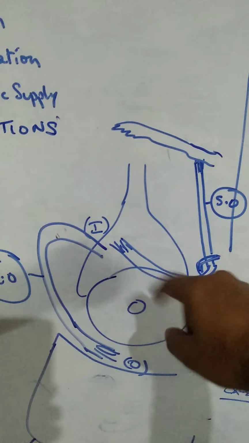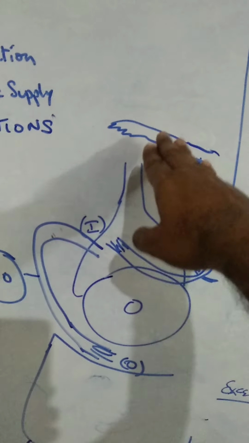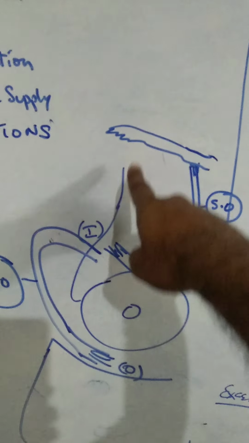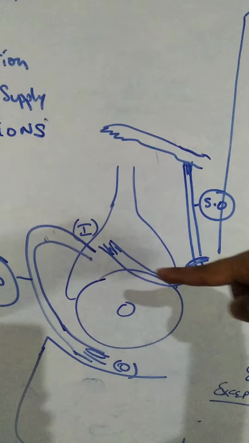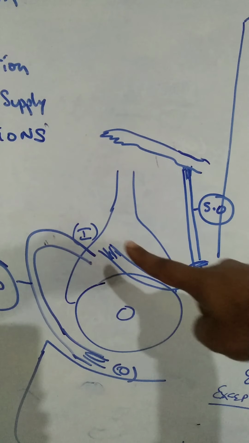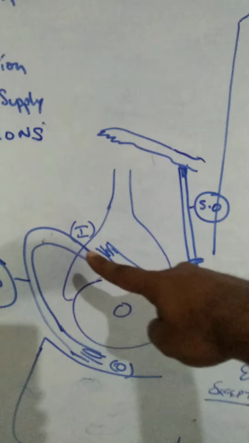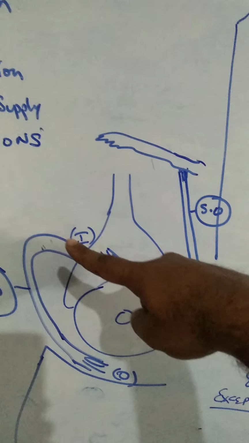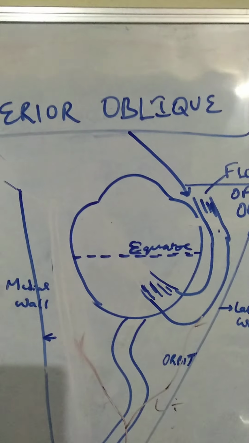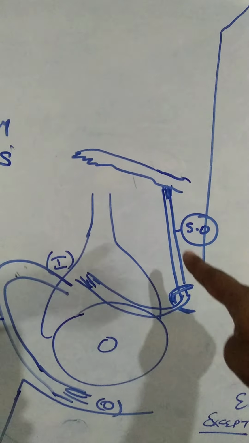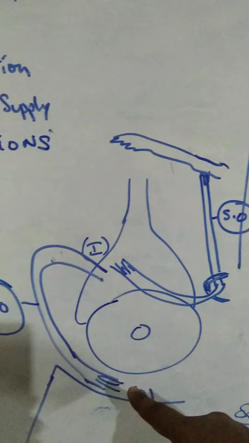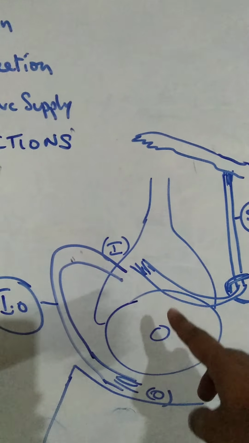The term oblique is used because of the eyeball orientation. If it is straight like this, we call it vertical. If it is like this, you can call it horizontal or transverse. If it is neither vertical nor horizontal, the word you use is oblique. So there are two obliques around the eyeball, one from above, which we call the superior oblique muscle, and one from below, which we call the inferior oblique muscle.